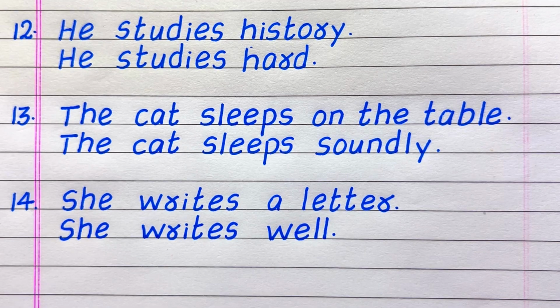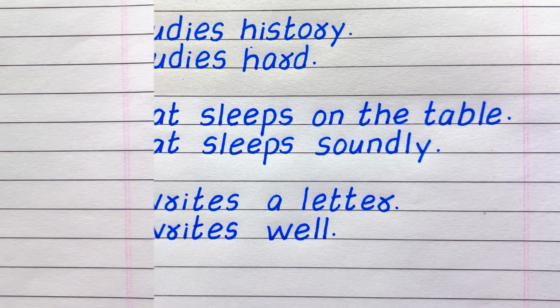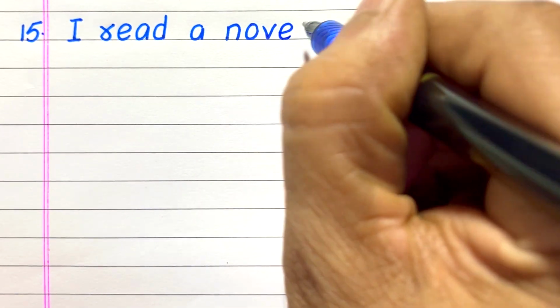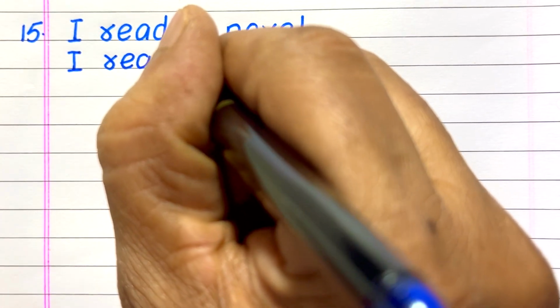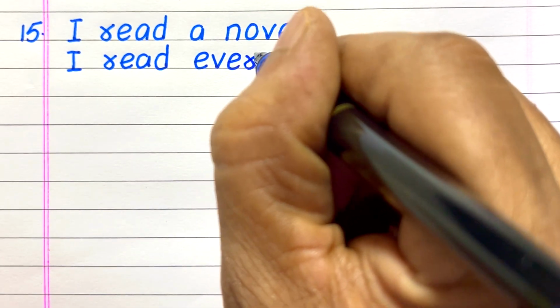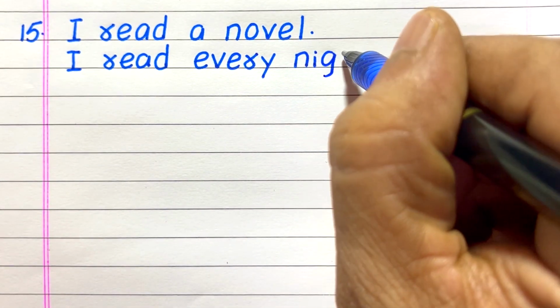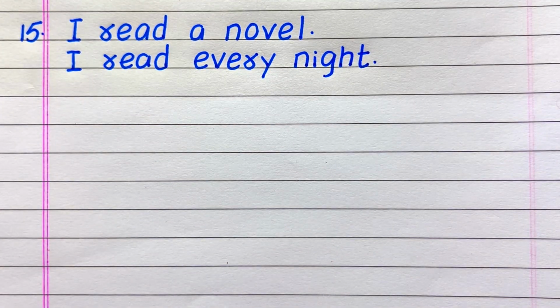14th, she writes a letter is a transitive, while she writes well is an intransitive verb. I read a novel is an example of transitive verb, while I read every night is an example of intransitive verb.